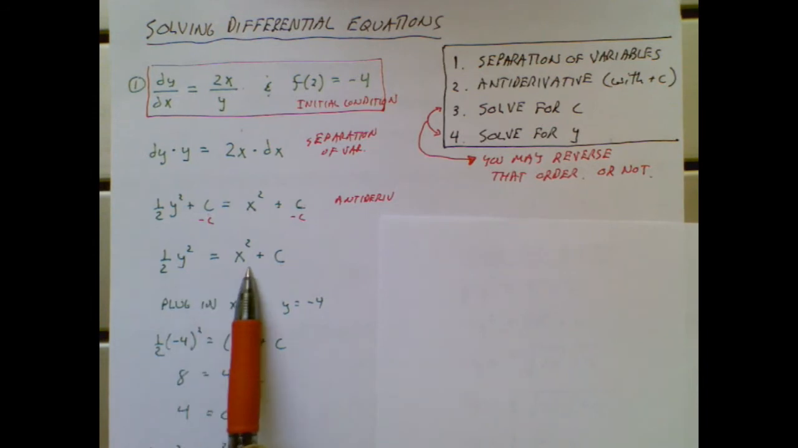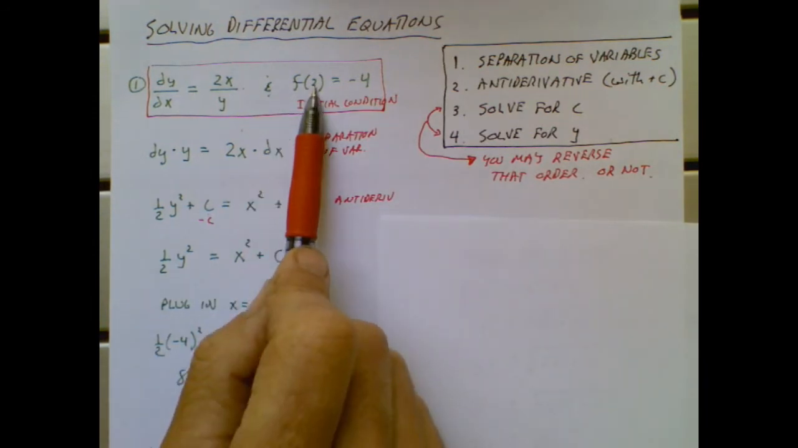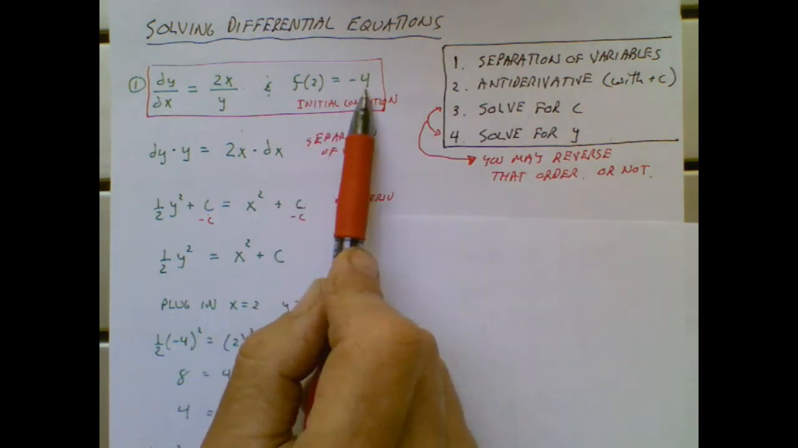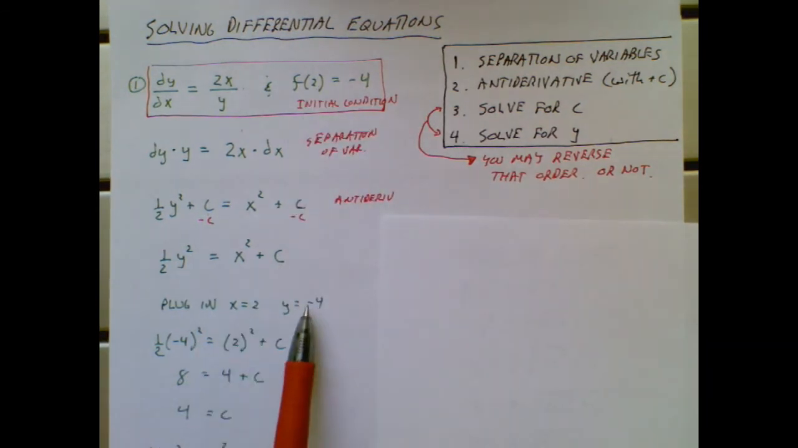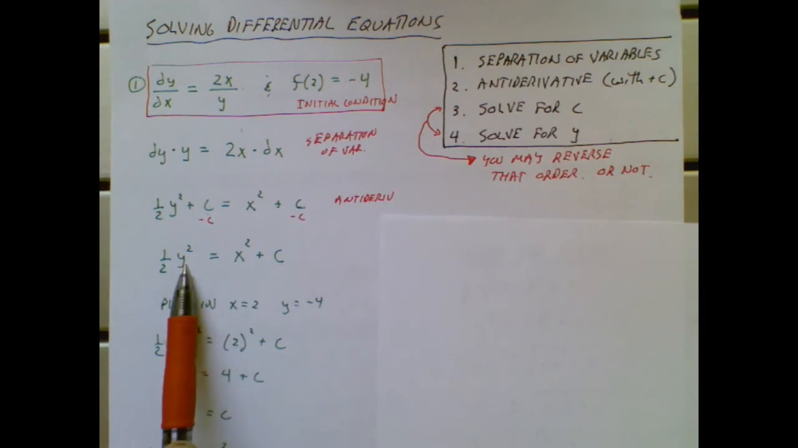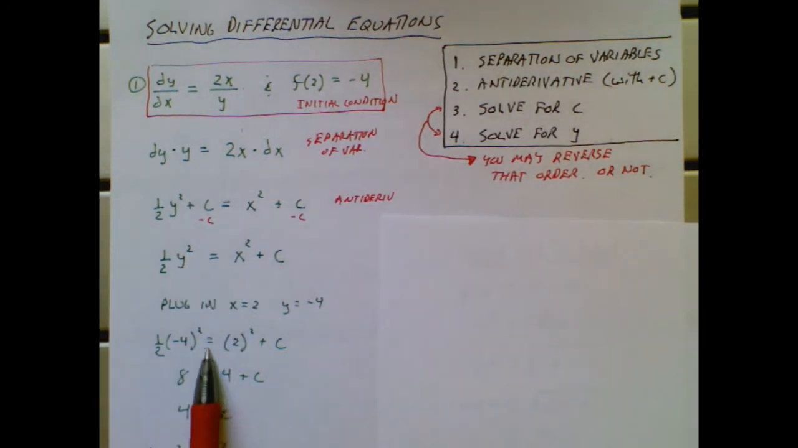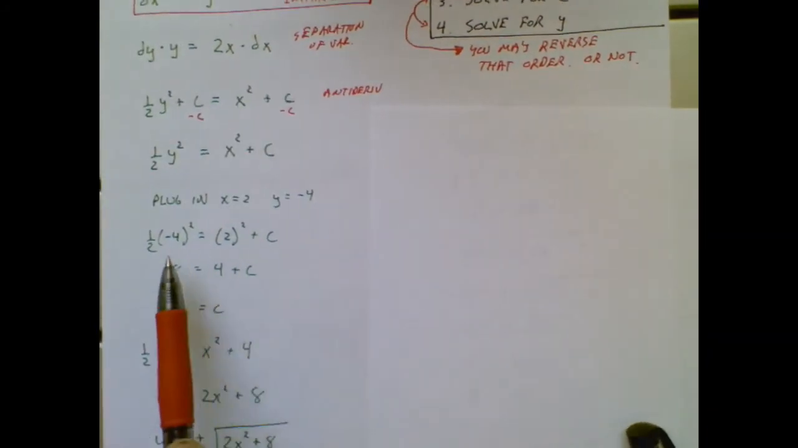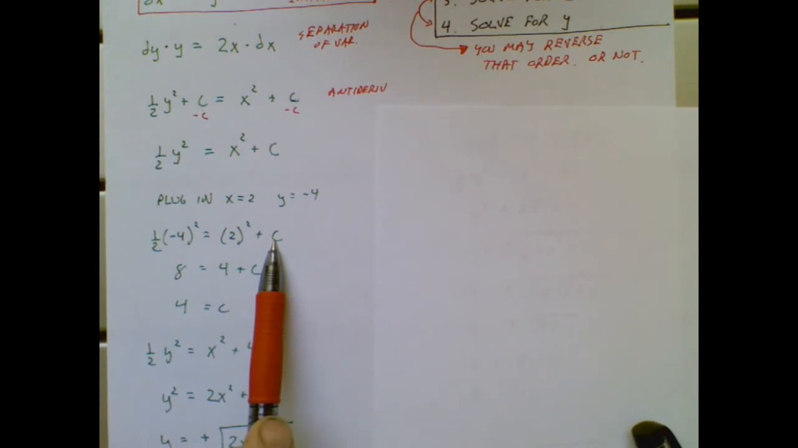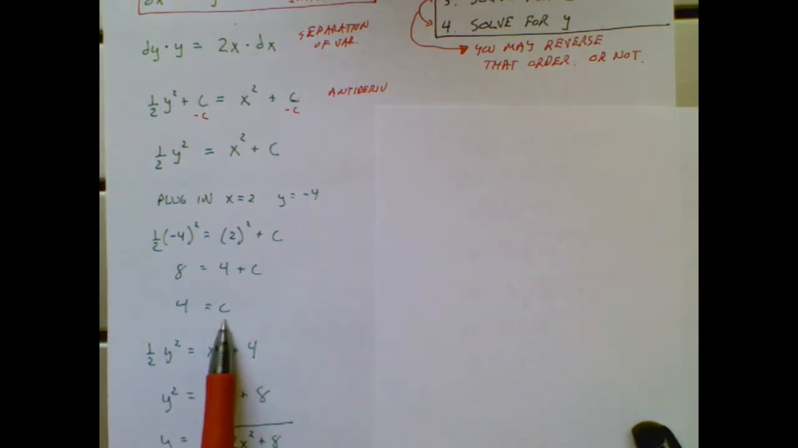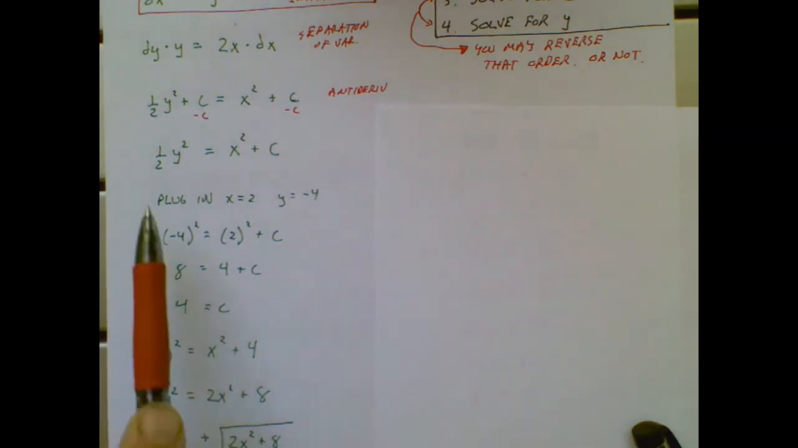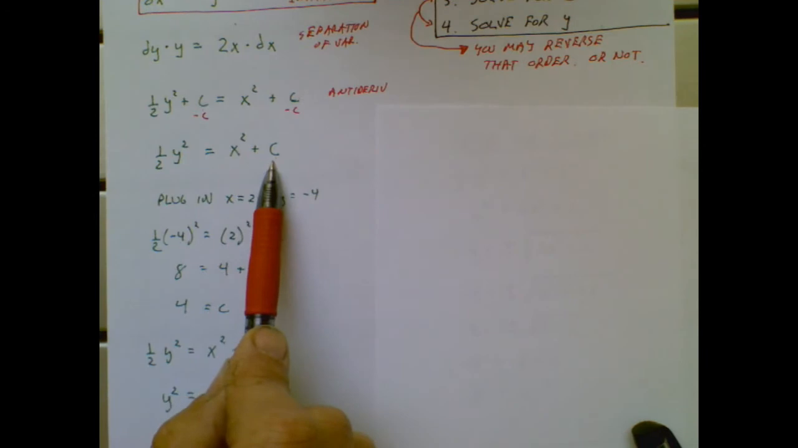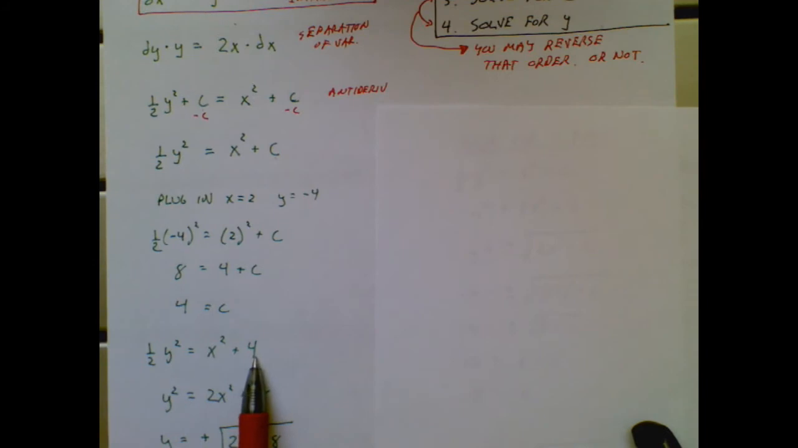In this equation, I now go back and say, they told us the initial condition was 2 comma negative 4, so I plug in the 2 and the negative 4 into that equation. By doing so, I'm left with just a c, and I solve for c. So now I know c is 4. If I went back up to this equation, I can replace that c with a 4, which is what I did right there.